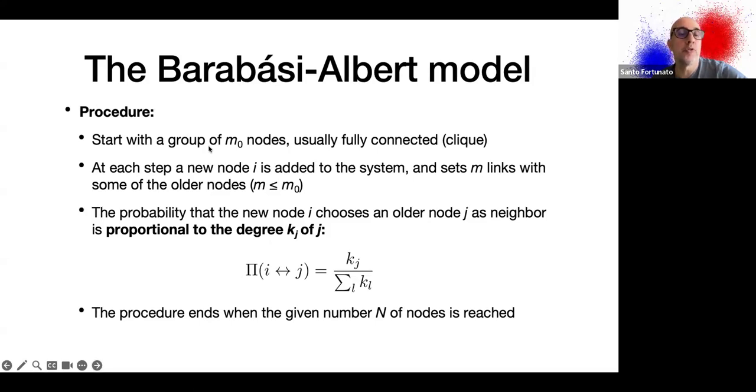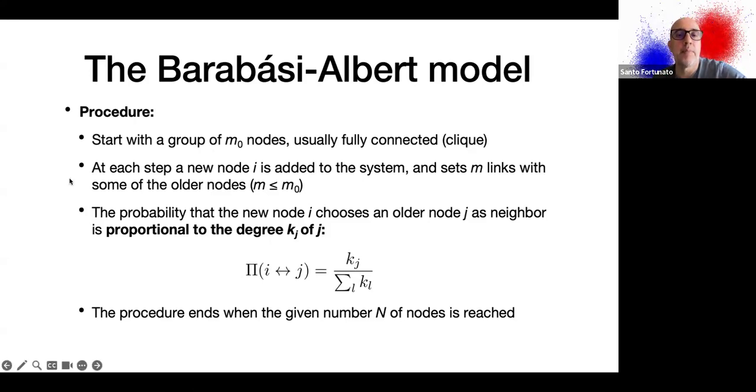You need to start from somewhere, and usually you start from a small group of nodes, say M0 nodes, which is usually fully connected, so that any two nodes are connected with each other, just because it's simpler to start that way. But in principle, as long as you have a few nodes and a bunch of links between them, this is fine. And at each step, there is a new node coming into the system, and this node sets M links with some of the older nodes.